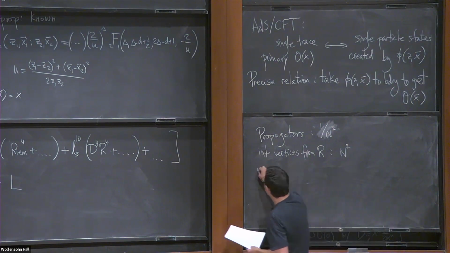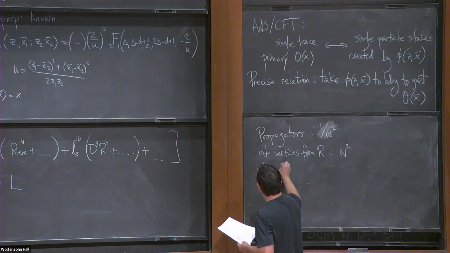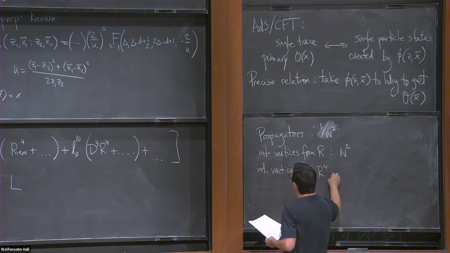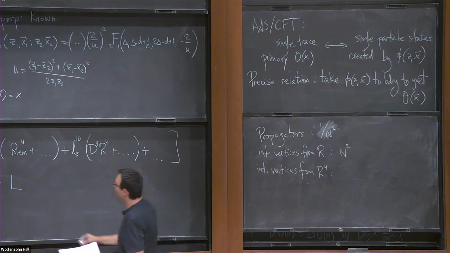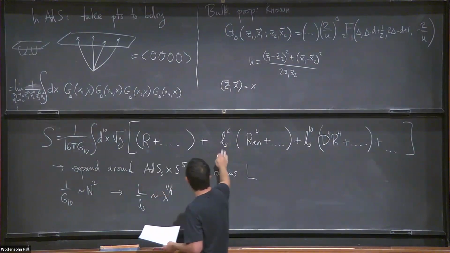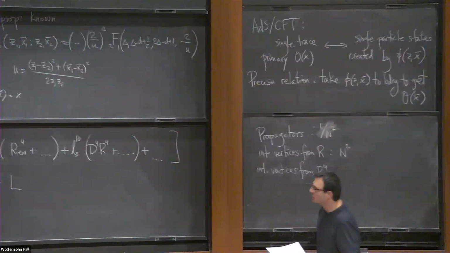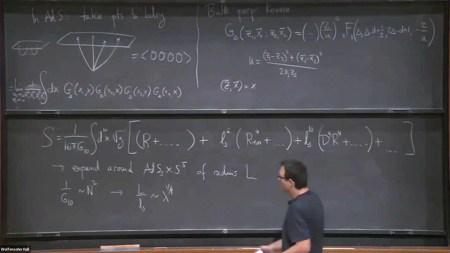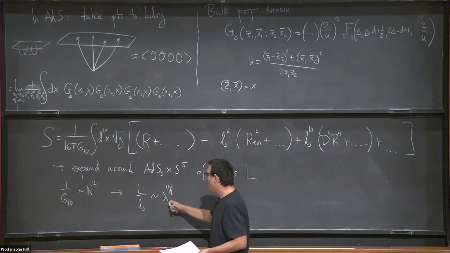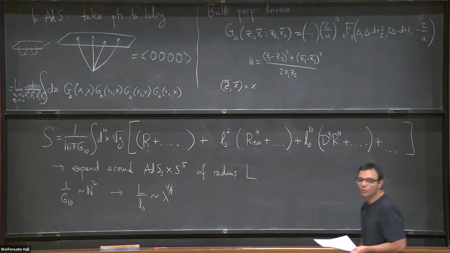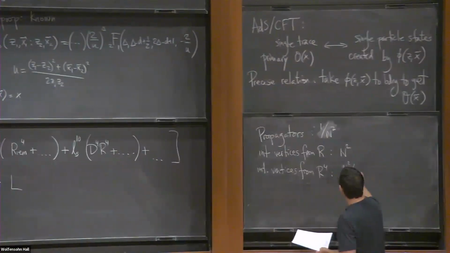Now, if we have interaction vertices from Riemann to the 4th from here, well, we have an N squared here and also string length to the 6th. So it'd be N squared times string length to the 6th. The string length to the 6th will be down by lambda to the 6 over 4. Lambda to the 6 over 4 is lambda to the 3/2. So those will scale like N squared over lambda to the 3/2.